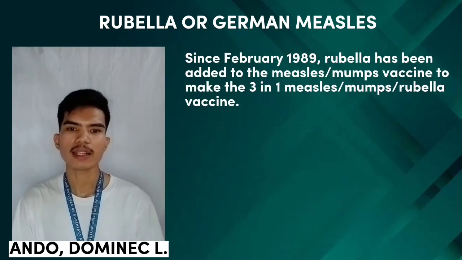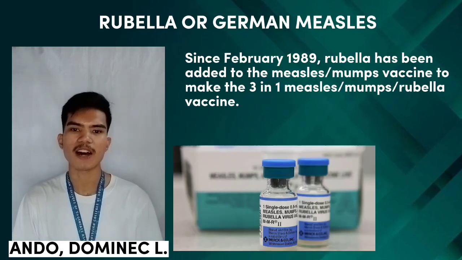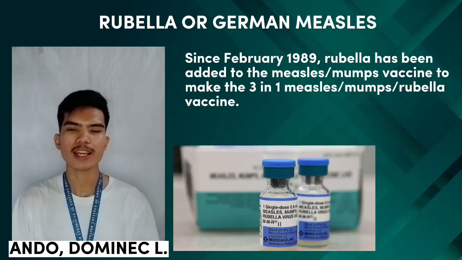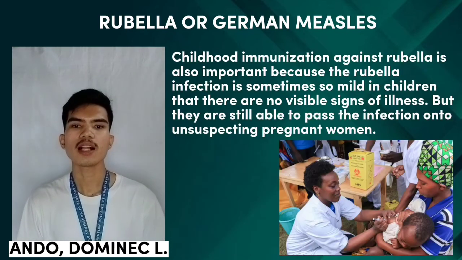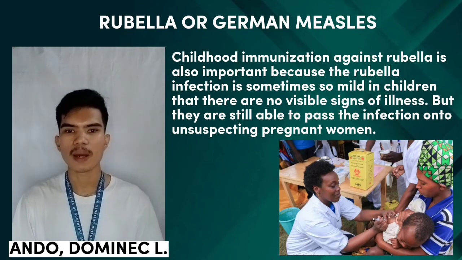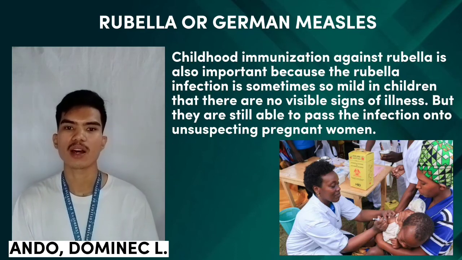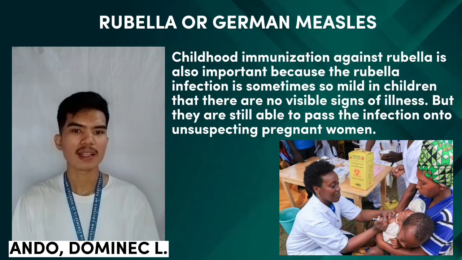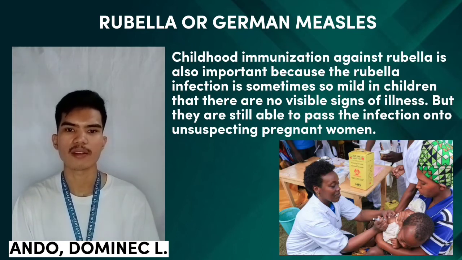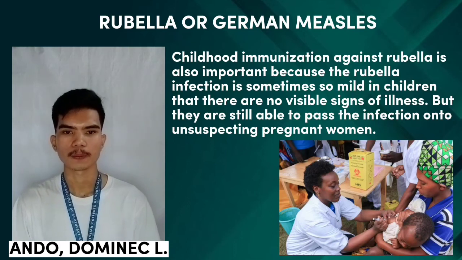Since February 1989, rubella has been added to the measles or mumps vaccine to make the 3-in-1 measles, mumps, rubella vaccine. Childhood immunization against rubella is also important because the rubella infection is sometimes so mild in children that there are no visible signs of illness. But they are still able to pass the infection onto unsuspecting pregnant women.